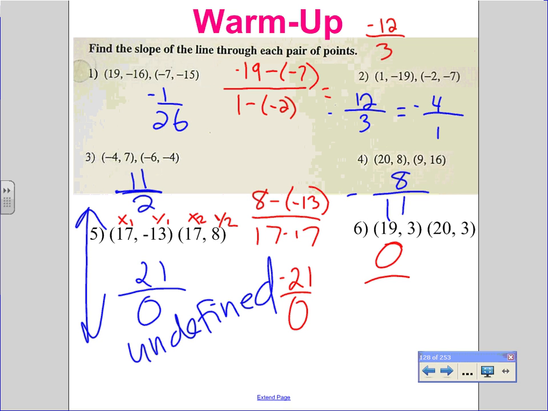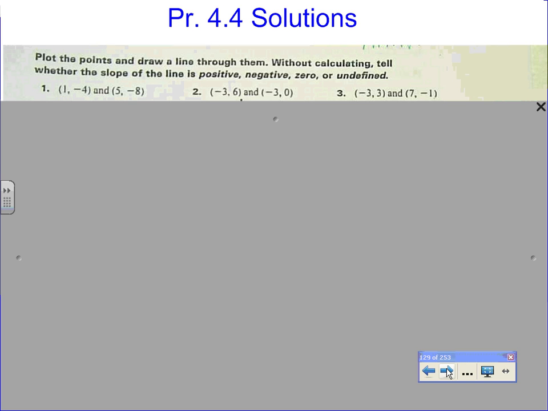Good. 0 divided by 1, or 0 divided by anything, you get 0. All right, any other questions on any of the warm-up? Okay, let's go over your homework, and then we'll move back to the slope notes. Okay, so for 1 through 9, you need to tell me whether your slope is negative, positive, 0, or undefined, and I will show you the graph.